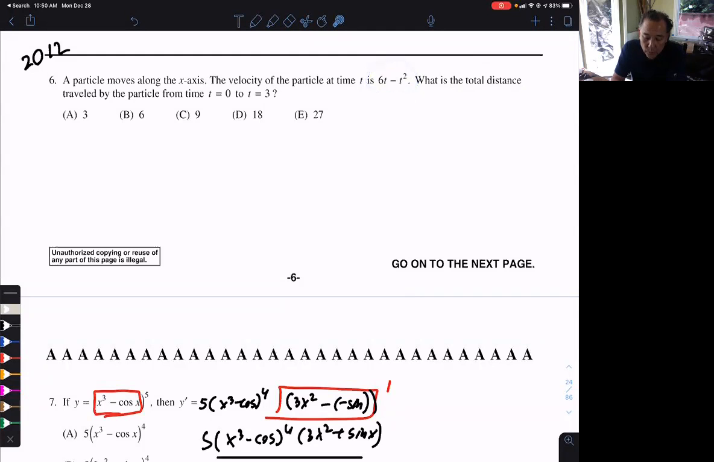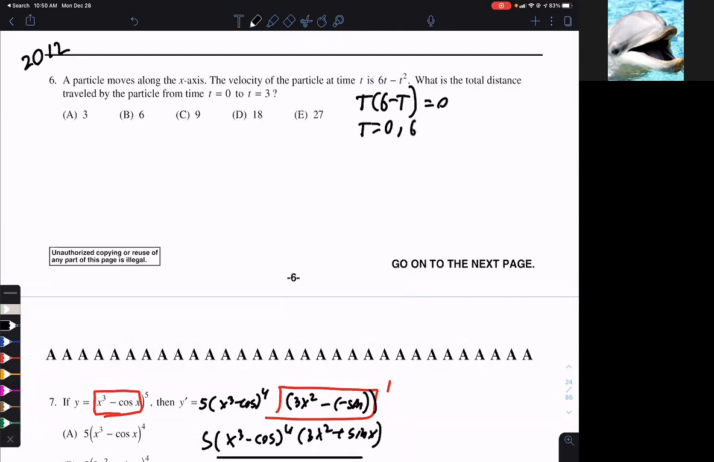And knowing what t-squares look like, they are parabolas. This is a parabola. The negative in front makes it upside down. So we know it's an upside down parabola. And then the other thing we can do is factor this. So if I take a t out, I'll get 6 minus t and set that equal to 0. I get 2 intercepts, 0 and 6.